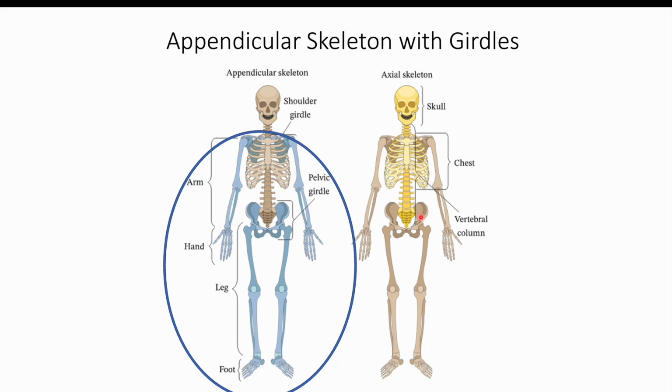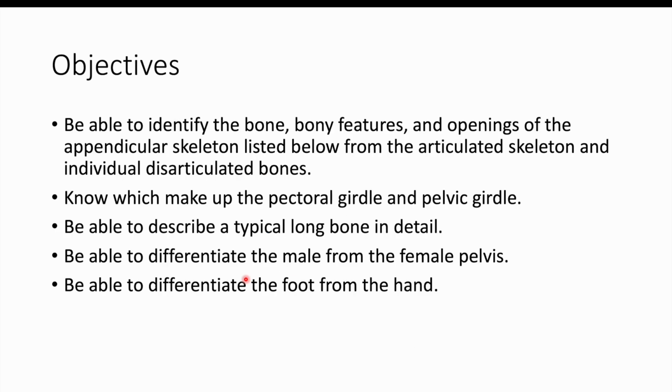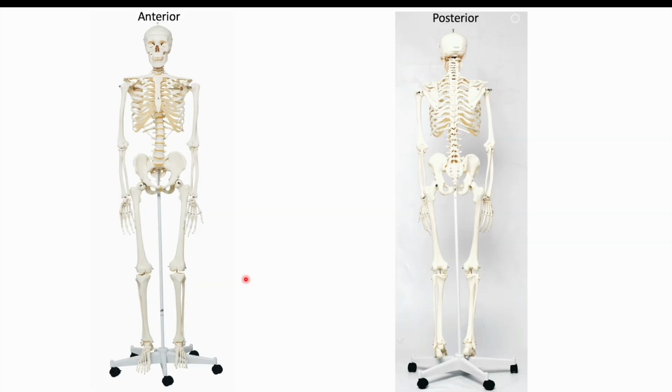Hi everyone, in this video we are going to study the appendicular skeleton along with the girdles. The appendicular skeleton are the limbs in our body, and we are going to look at the specific features of each appendicular skeleton. Once we get to the pelvic girdle, we are going to differentiate how to tell the difference between a biological male versus a biological female pelvic girdle. In addition to that, we are going to also differentiate the difference between the bones in your hand and in your foot.